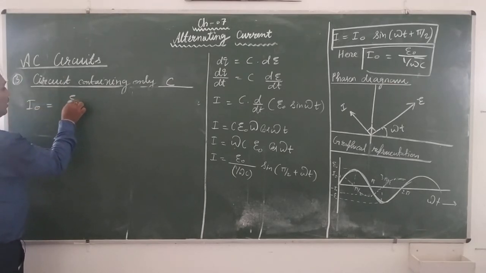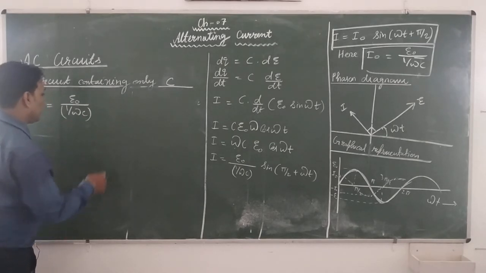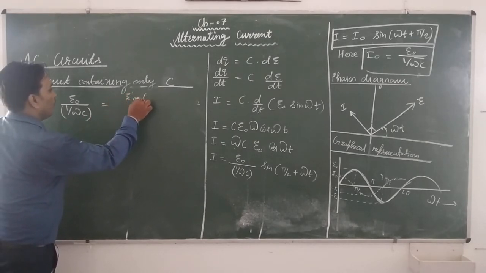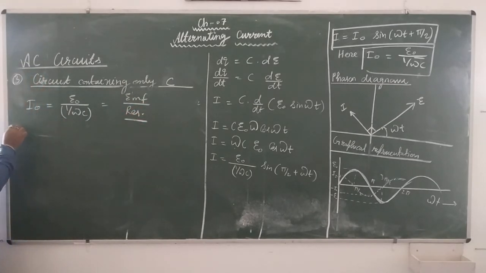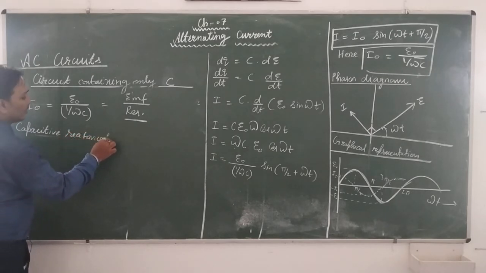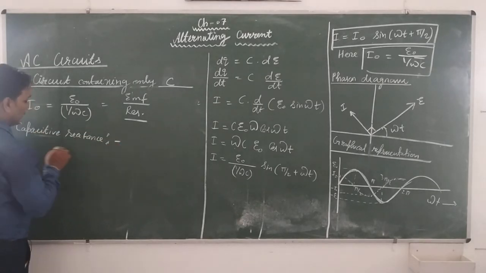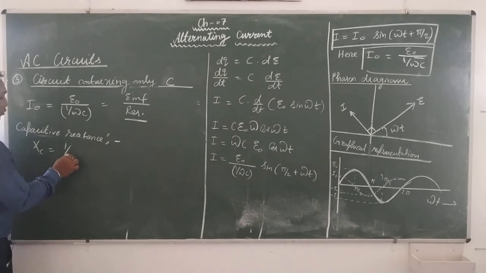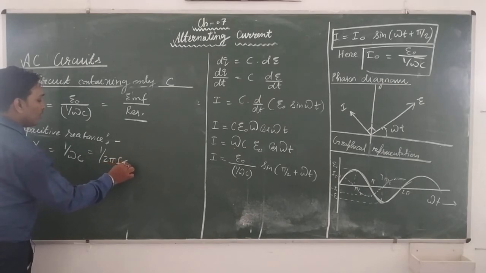But before doing that, a very important definition is that I naught is equal to E naught upon 1 upon omega C. Here that 1 upon omega C plays the same role as the resistance, because it is EMF upon resistance. What is the resistance of the circuit? It is 1 upon omega C. This is called capacitive reactance. Capacitive reactance is given by Xc, and its value is 1 upon omega C, or we can write 1 upon 2 pi F C.